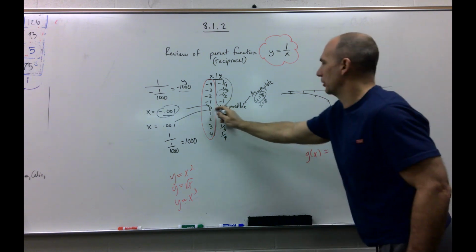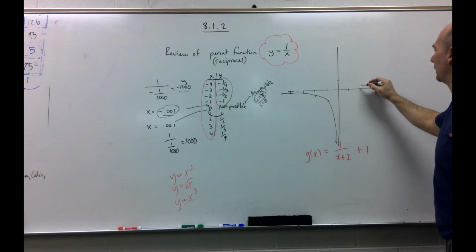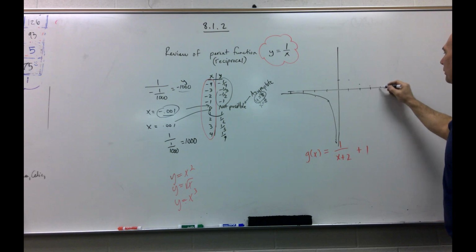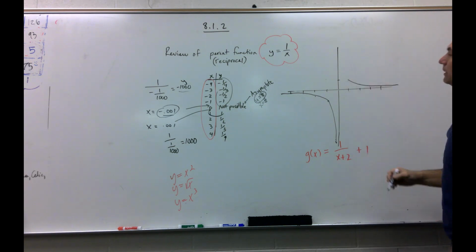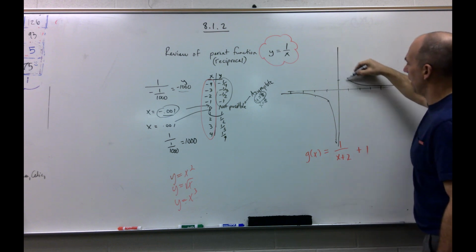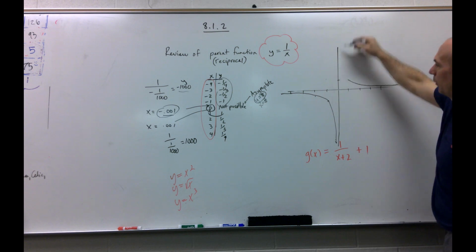So now I'm going to go 1, 1, and 2, 1/2, 3, 1/3, 4, 1/4, and we can kind of say, oh yeah, it's coming back to me. Now to make sure we know that it doesn't cross this, first of all, we know that x can't be 0, so it can't cross the y-axis.